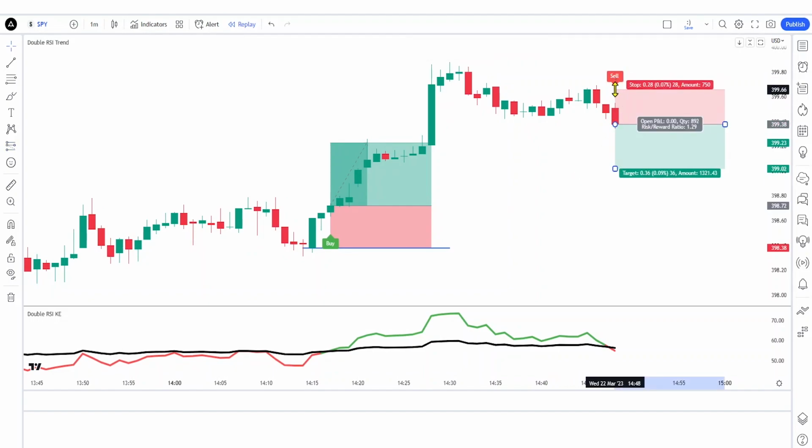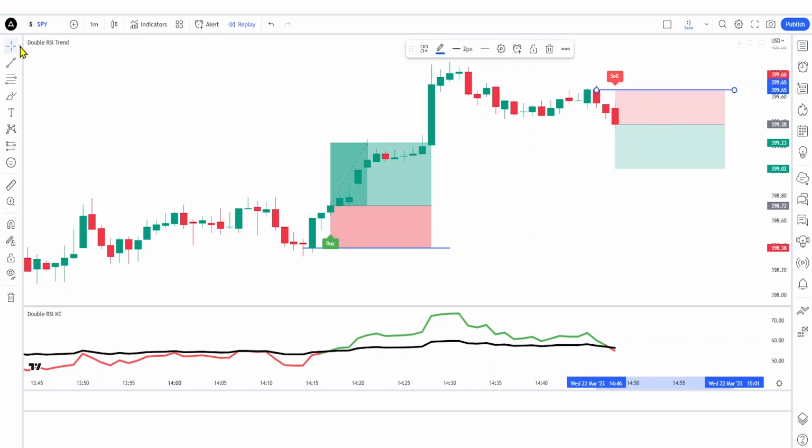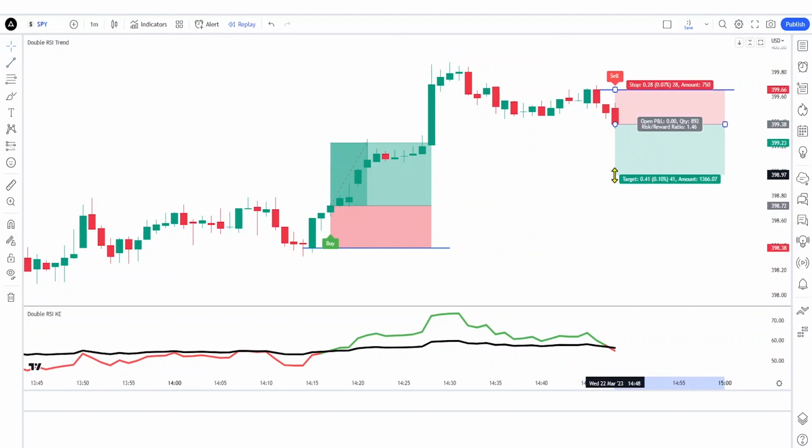Our stop loss will be placed at the top of the previous candle. And our take profit will be 1.5 risk to reward ratio. Let's see if our short prediction was correct.